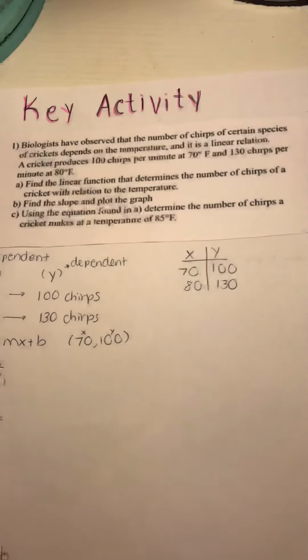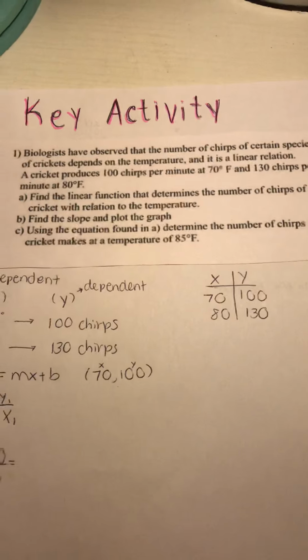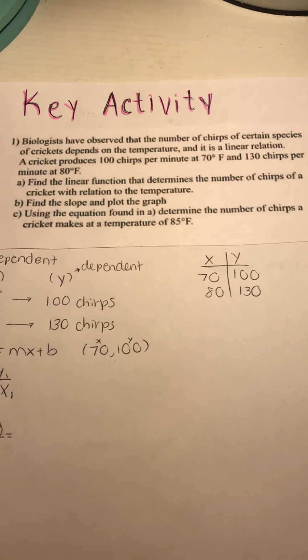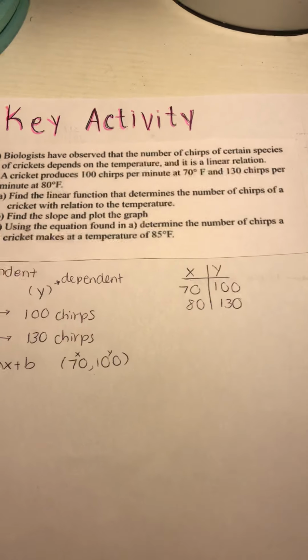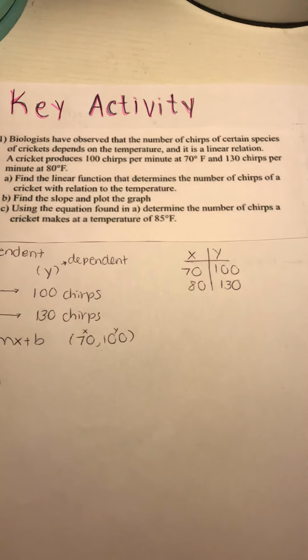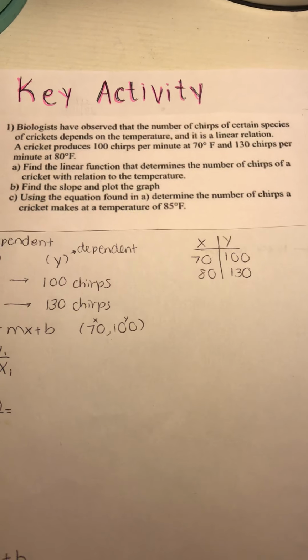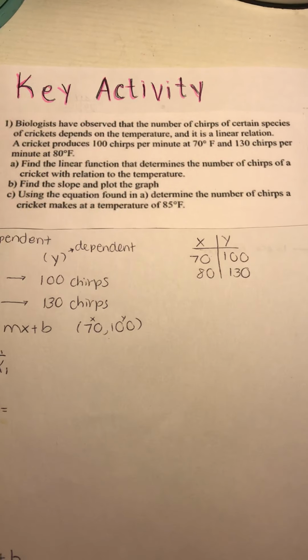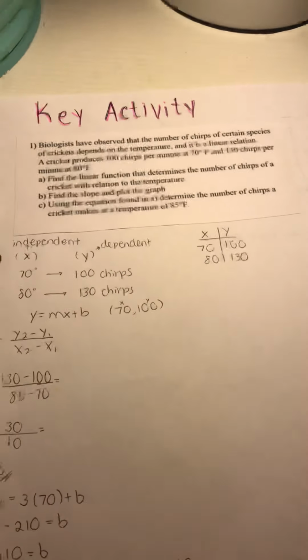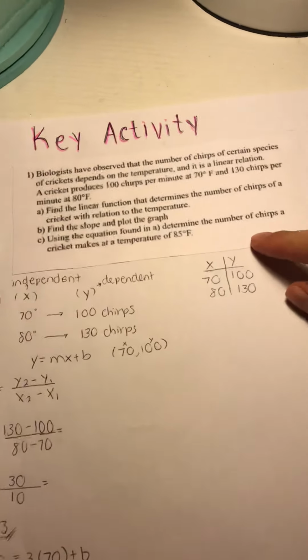So, the problem says, biologists have observed that the number of chirps of certain species of crickets depends on the temperature, and it is a linear relation. A cricket produces 100 chirps per minute at 70 Fahrenheit and 130 chirps per minute at 80 Fahrenheit. So, now we have to answer the questions.